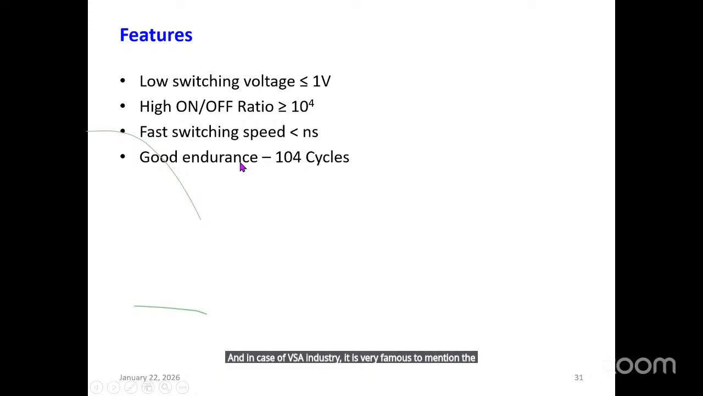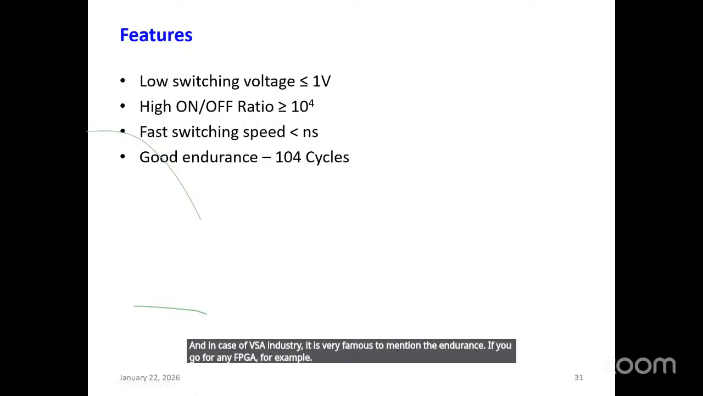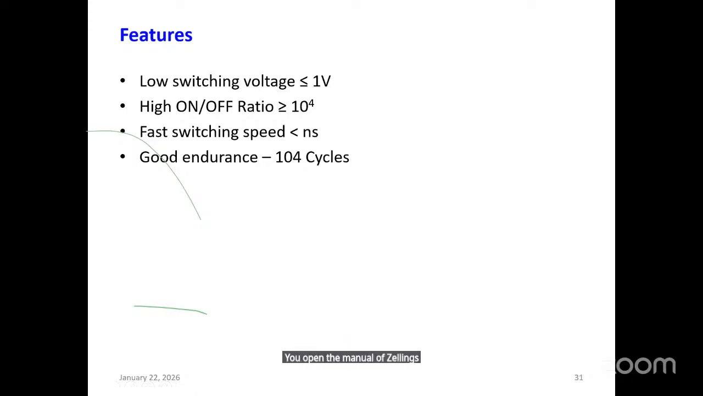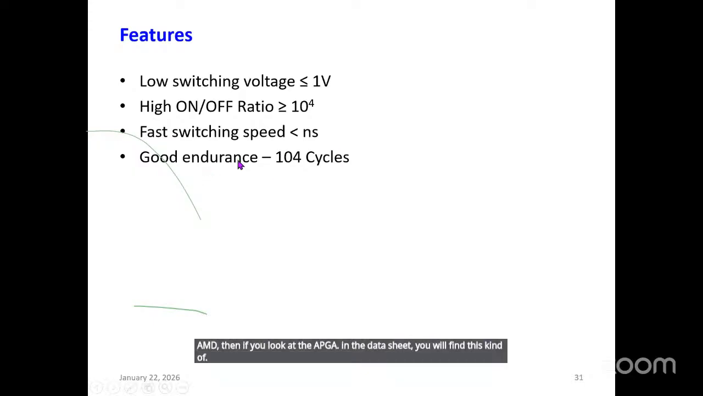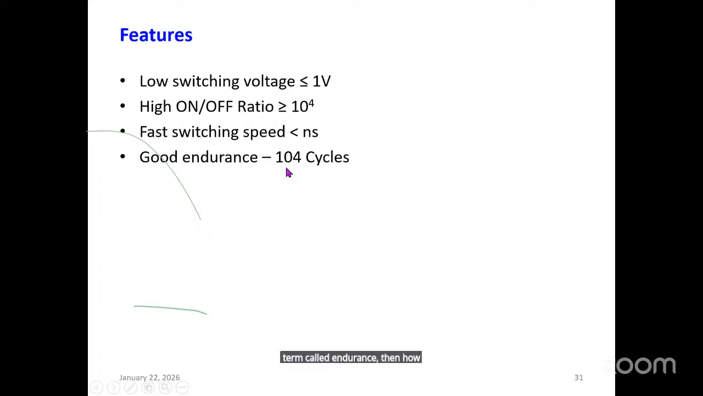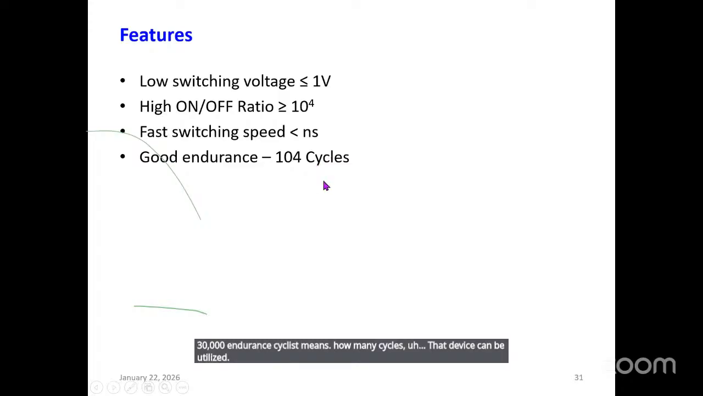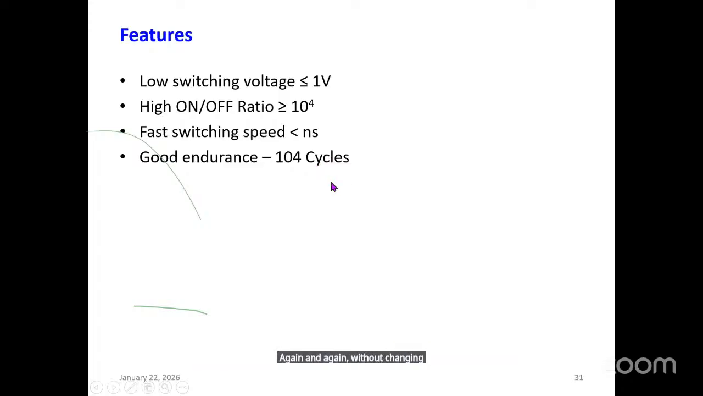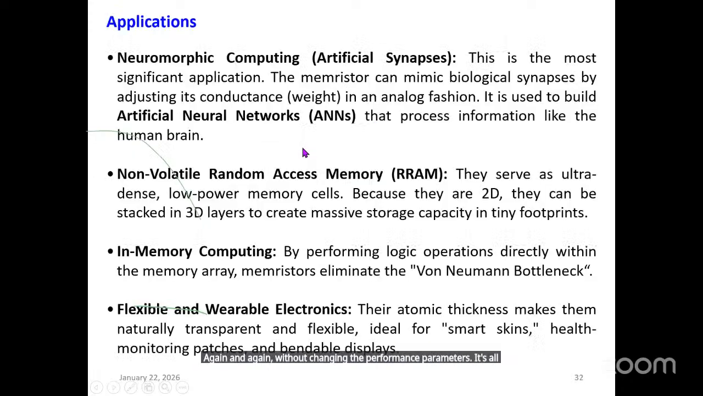If you go for any FPGA, for example, you open the manual of Xilinx, or now AMD, since it has taken over. If you look at the FPGA data sheet, you will find this term called endurance. How many endurance cycles? 10,000, 20,000, 30,000 endurance cycles means how many times that device can be used again and again without change in the performance parameters. It's all about features. Fine.